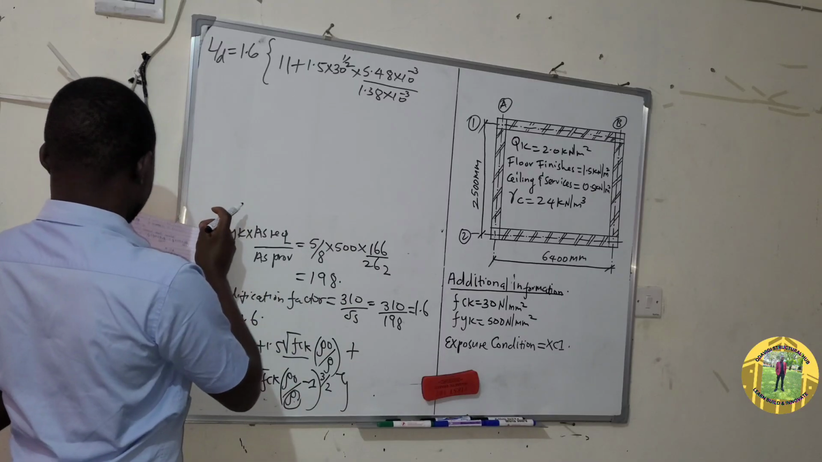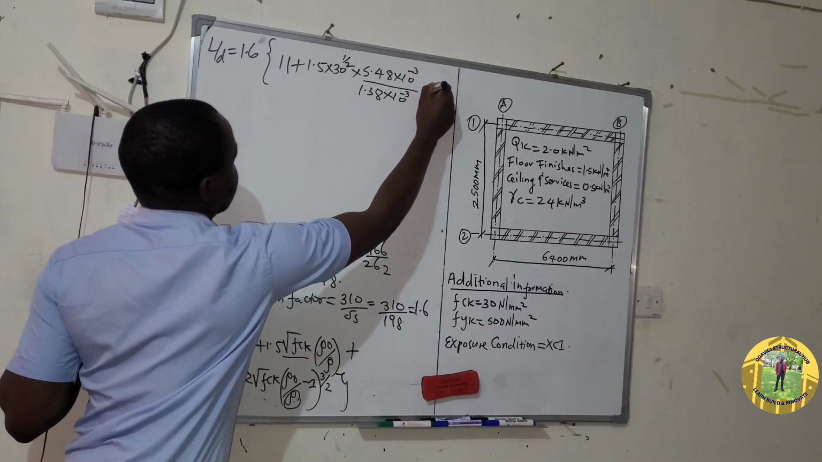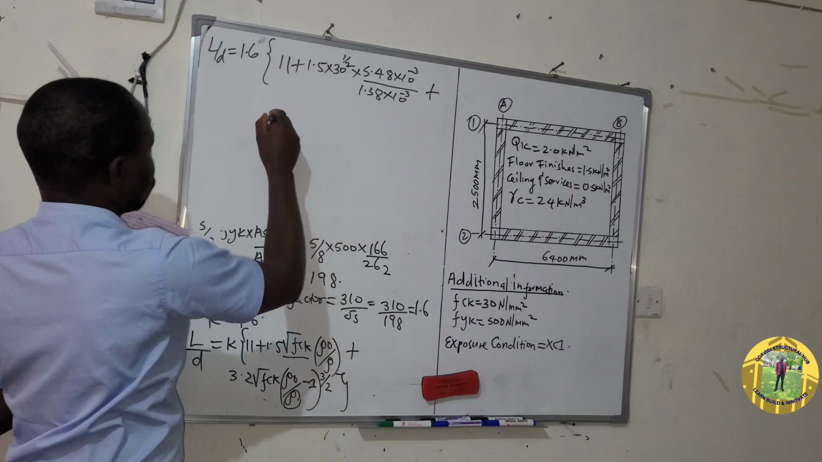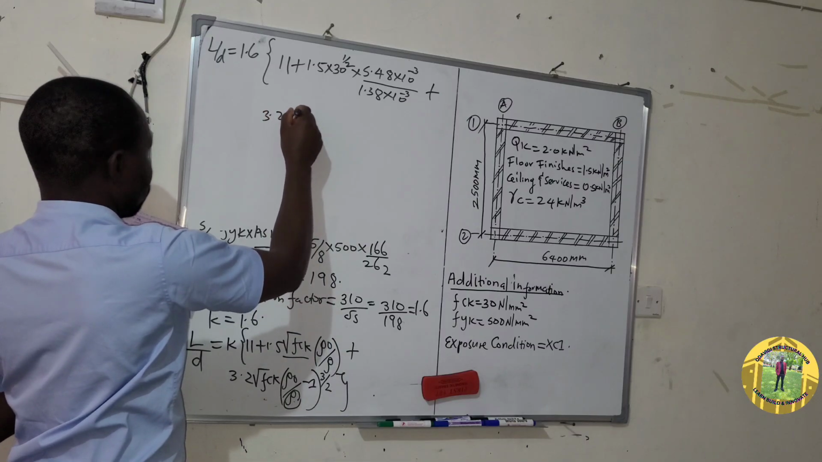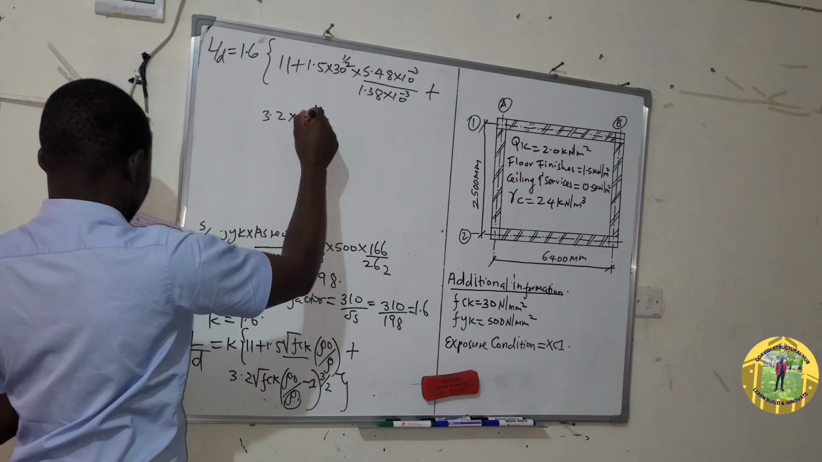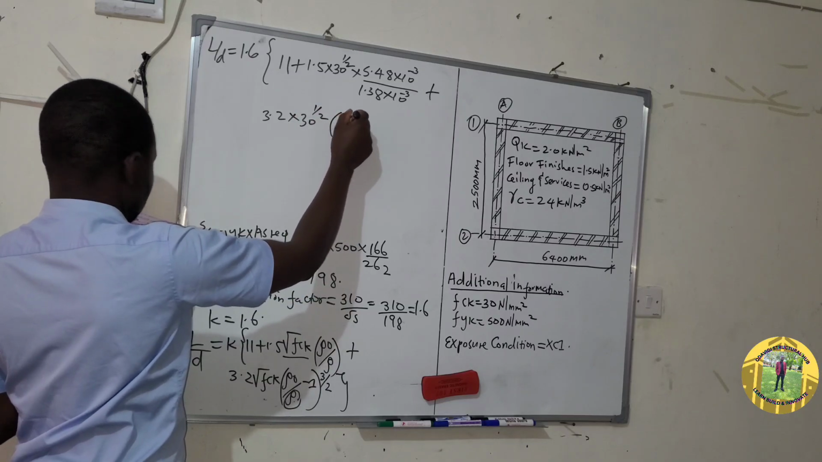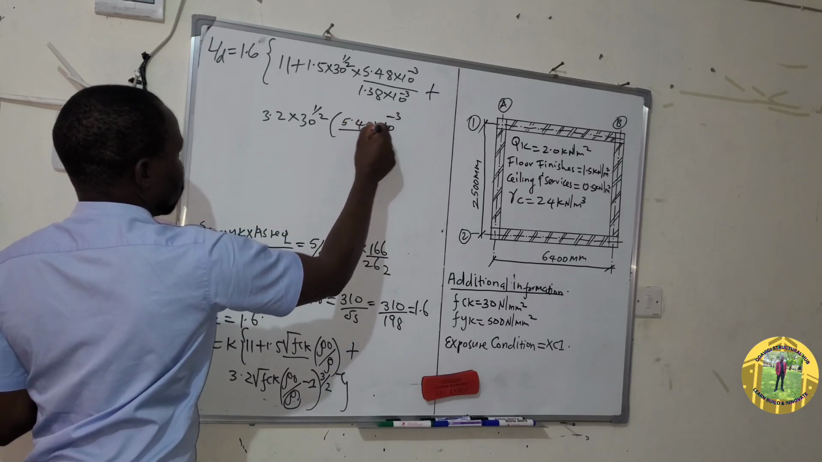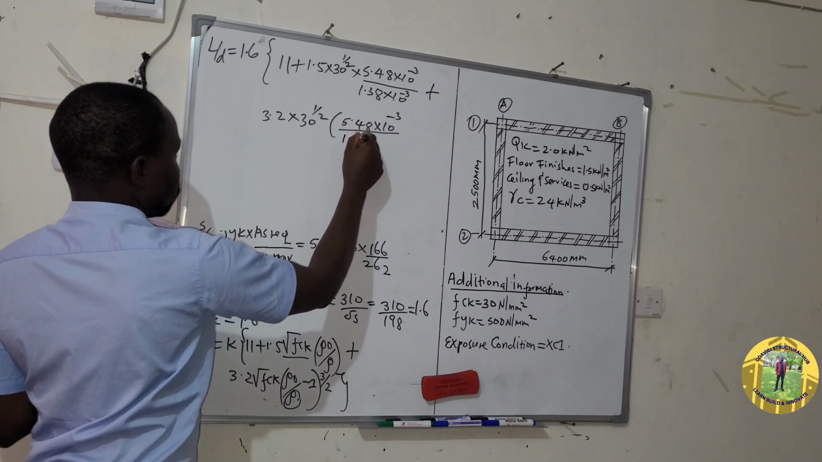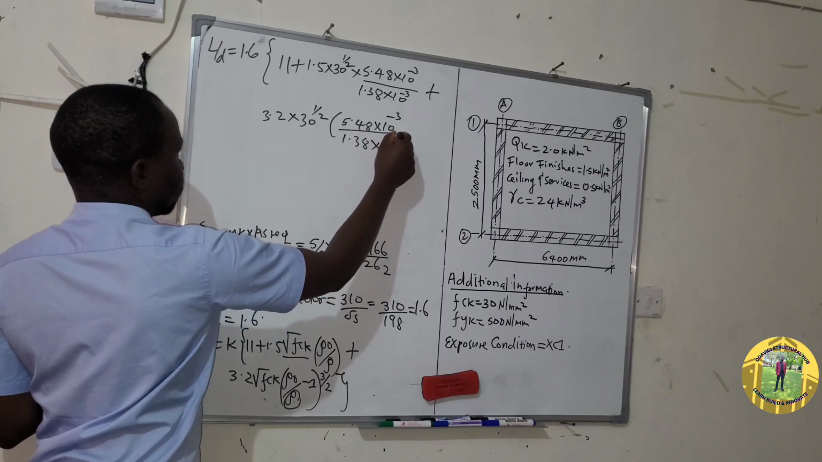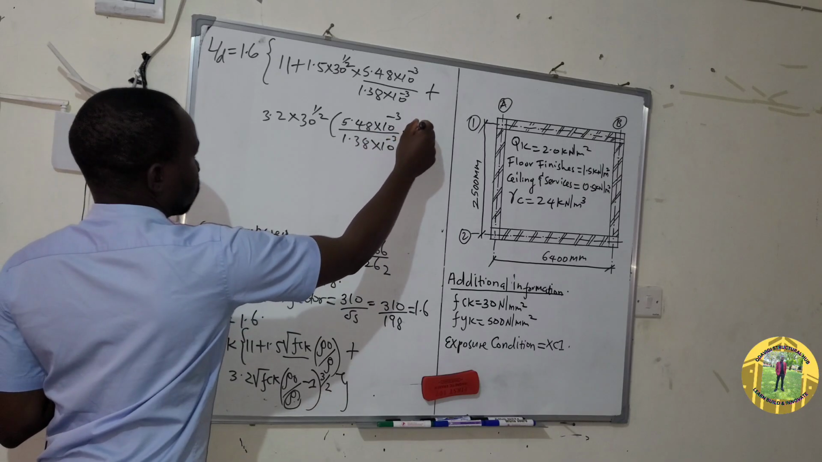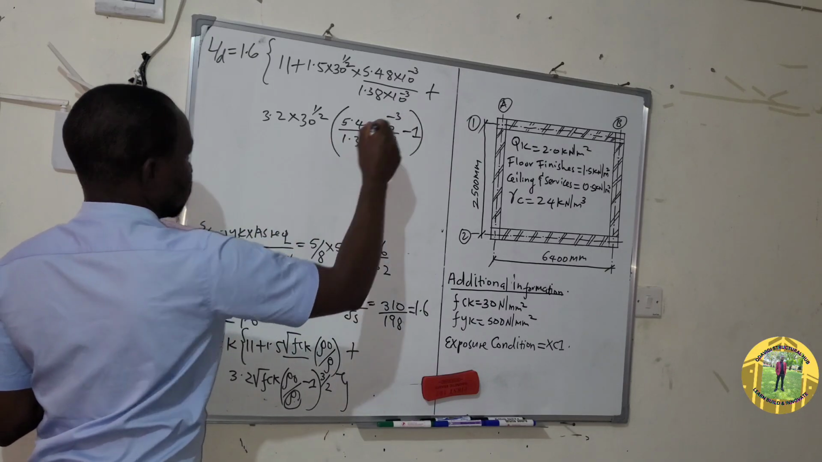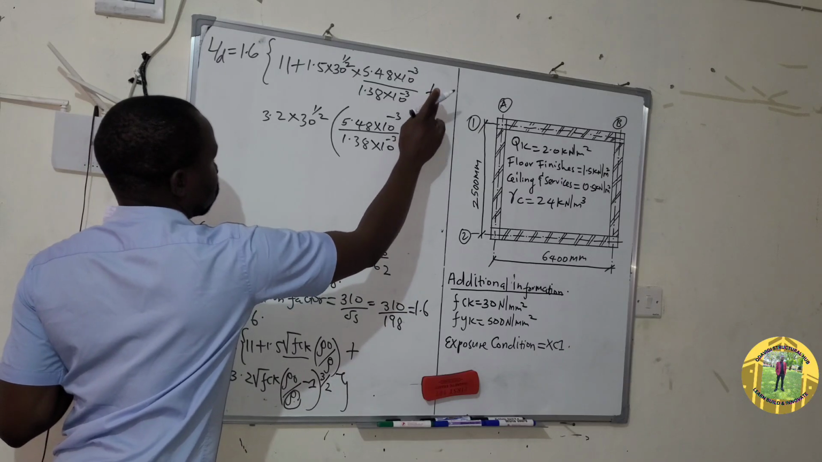And then plus 3.2 times 30 raised to power half, 5.48 times 10 to power of negative 3 all over 1.38 times 10 to power of negative 3, minus 1, raised to power 3 over 2.